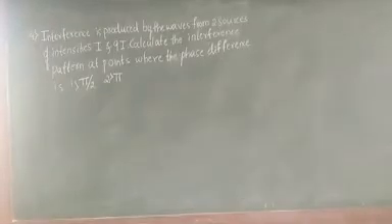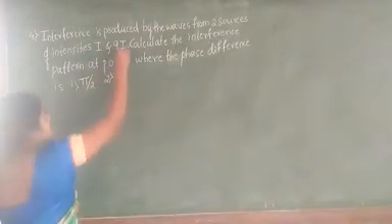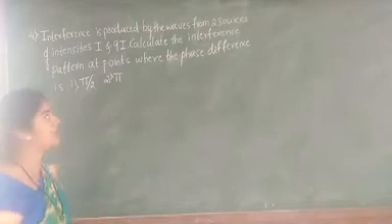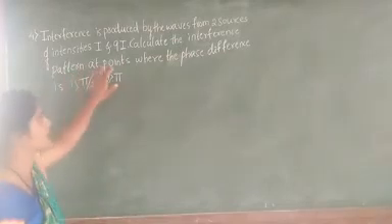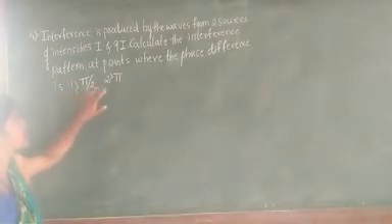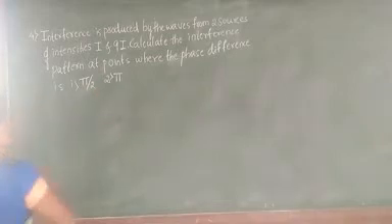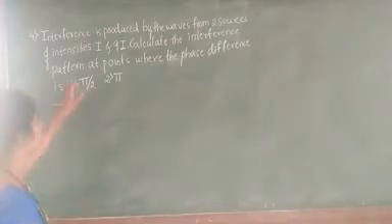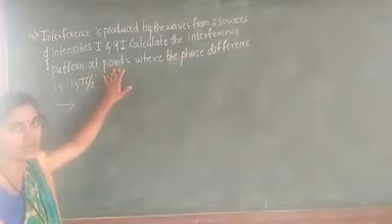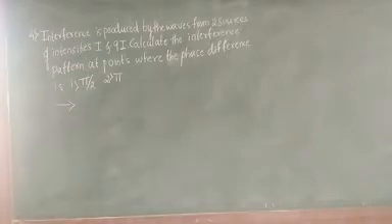Now, next question. The interference is produced by the waves from two sources of intensity I and 9I. Calculate the interference pattern at the point where the phase difference is, first, pi by 2, and second, pi. Means one is 90 degree, other one is 180 degree. We have to find the interference pattern at the points at 90 degree and 180 degree.